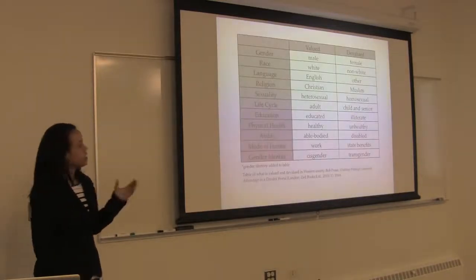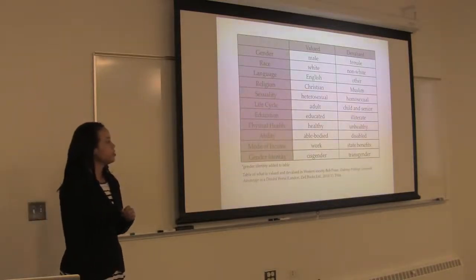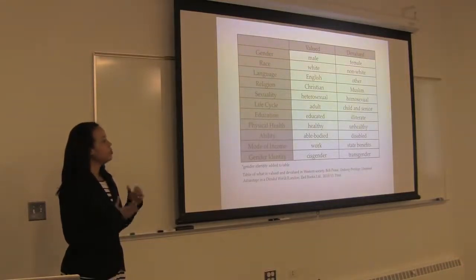I've been using this chart from Bob Pease's book, Undoing Privilege, of what is valued and devalued in Western society to base my study of privileges and to come to a better understanding of it. My project focuses on male, white, heterosexual, able-bodied, and cisgender privileges.